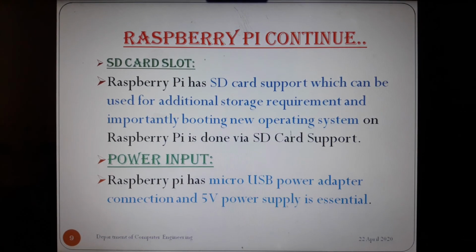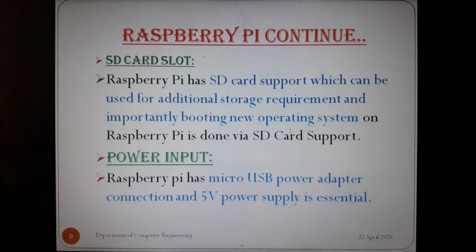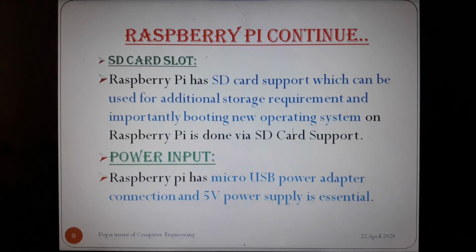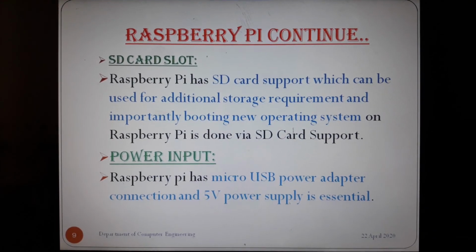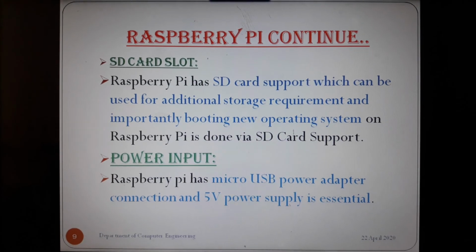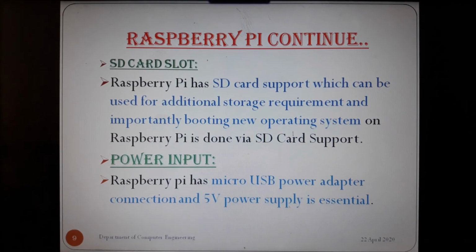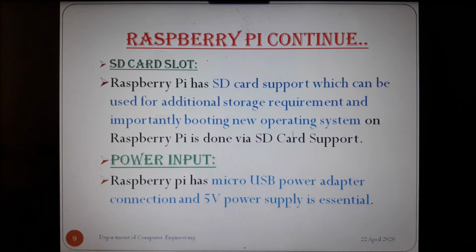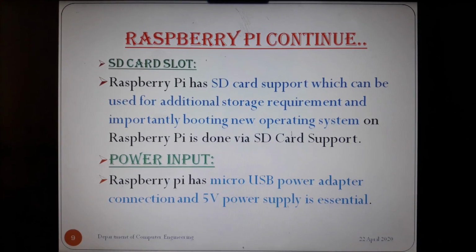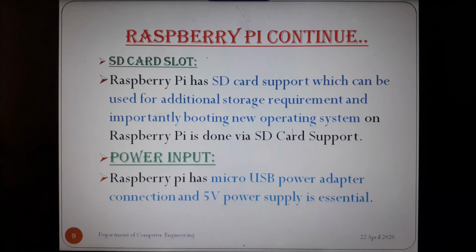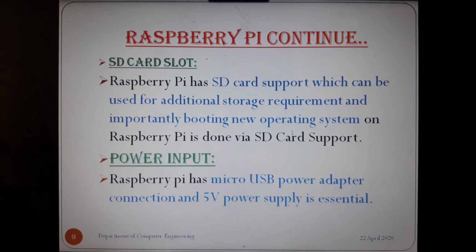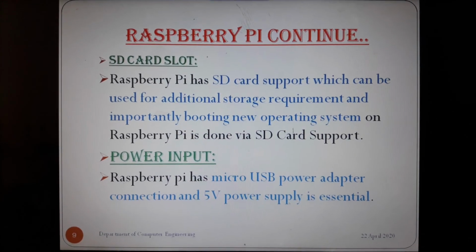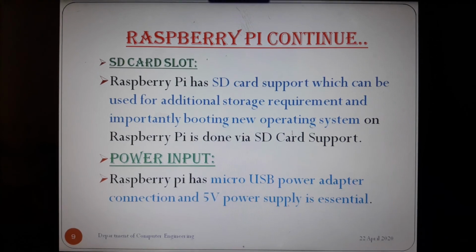Raspberry Pi has SD card support, which can be used for additional storage requirement, and importantly, booting a new operating system on the Raspberry Pi is done via SD card support. So if you want to use the Raspberry Pi, you will require an SD card. In the SD card, we install the operating system. Which operating system? Raspbian OS will be installed on the card, and that card will be inserted into the Raspberry Pi kit slot.